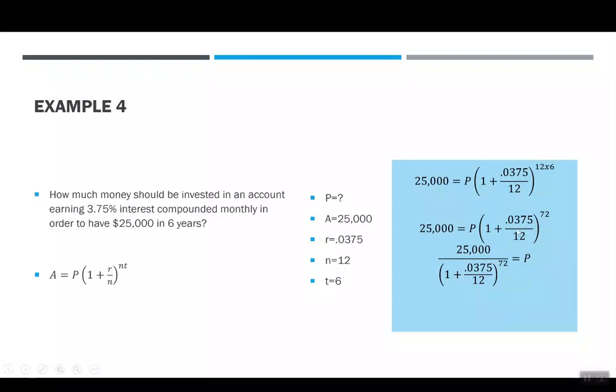If you put this in your calculator before and you rounded it all, it's going to make it so much worse when you raise it to a power, round that again, and then divide. So the best thing to do is round at the very end and keep all the values as you go in your calculation. So this told me I would need to invest $19,969.91 in order to have $25,000 in 6 years.